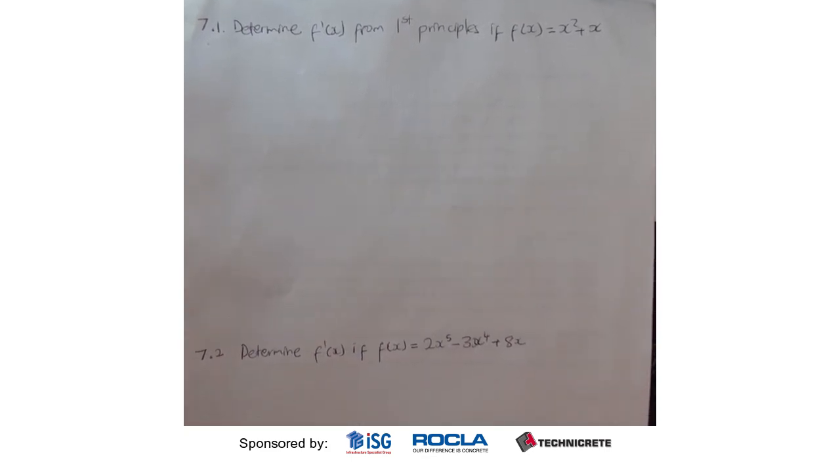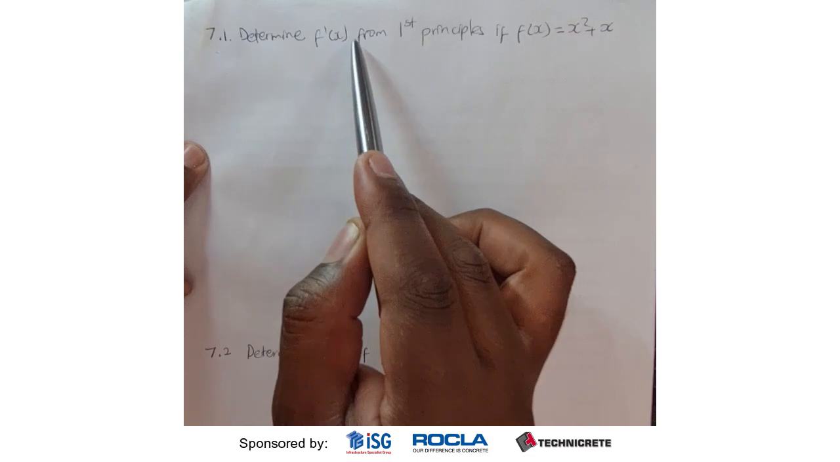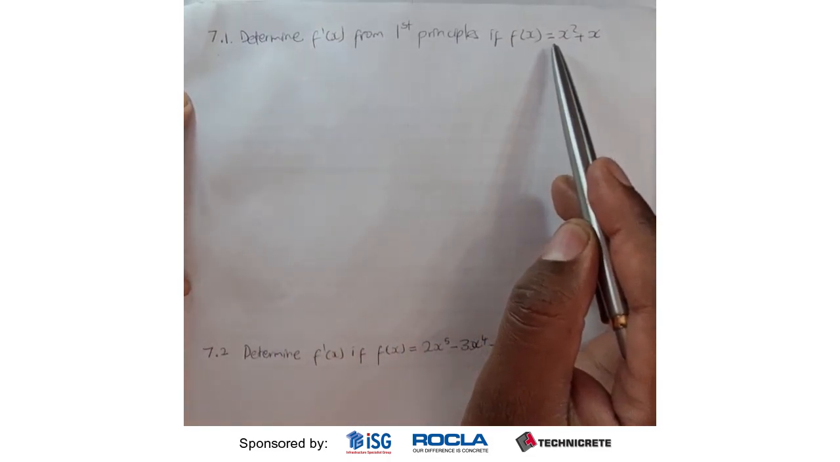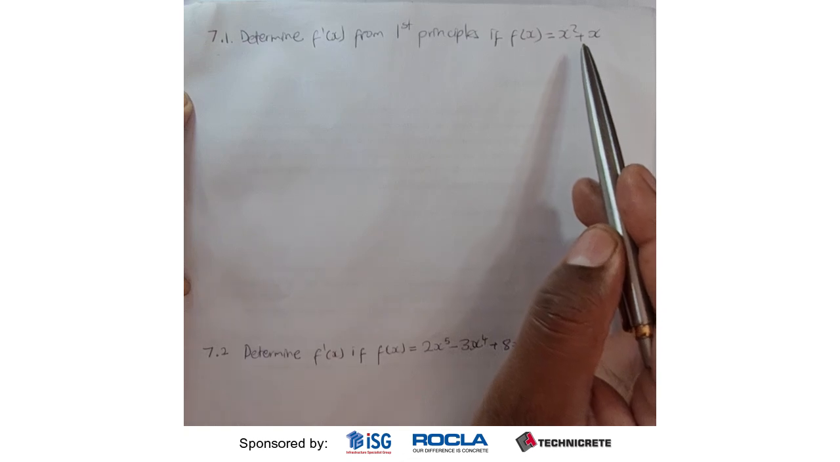So now we'll be doing November 2022 paper 1, question 7, and it is on calculus. The first question is asking us to determine f prime of x from first principle if we are given f of x being x squared plus x.